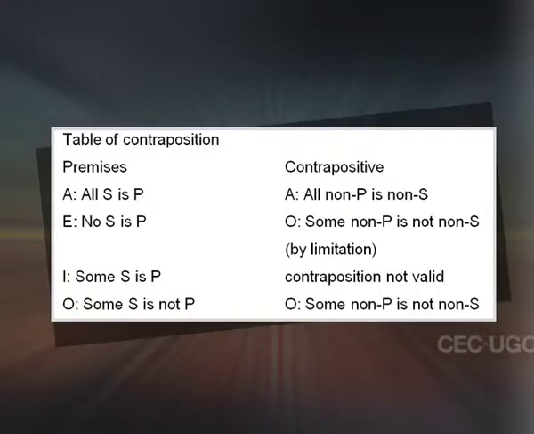Table of contraposition. Premises: A proposition, all S is P, contrapositive A proposition, all non-P is non-S. E proposition, no S is P, by limitation, O proposition, some non-P is not non-S. I proposition, some S is P, contraposition not valid. O proposition, some S is not P, contrapositive O proposition, some non-P is not non-S.